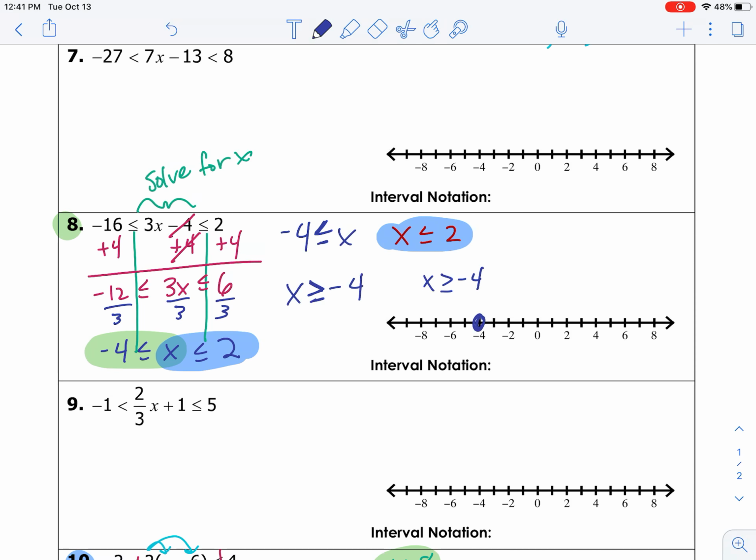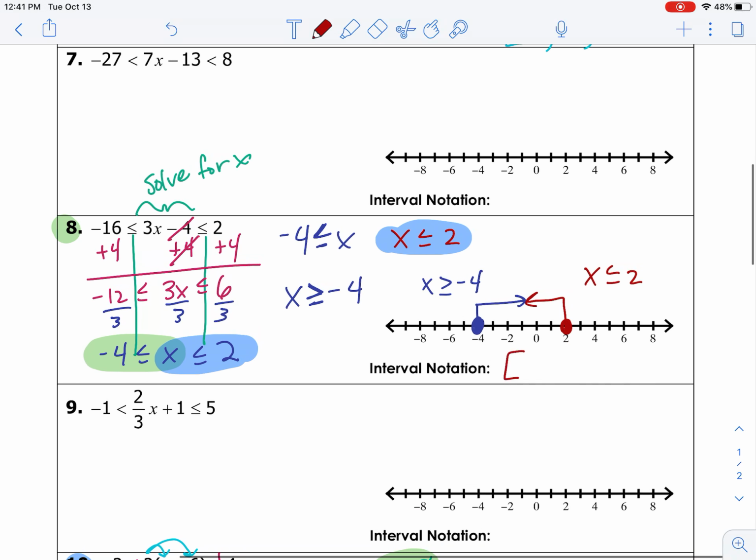X is greater than or equal to -4. Closed circle over -4. Going to the right after that. X is less than or equal to 2. Closed circle over 2. Arrow going to the left after that. Interval notation, starting from the left, going to the right. The first thing we get to is -4 with a bracket. The last thing we get to is 2, and we use another bracket.